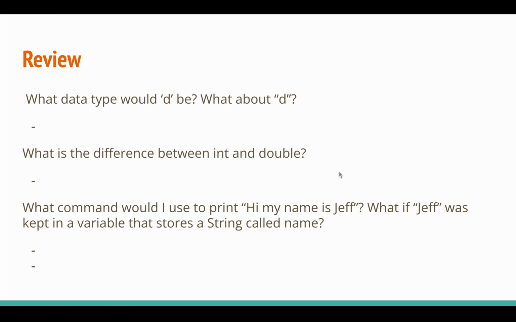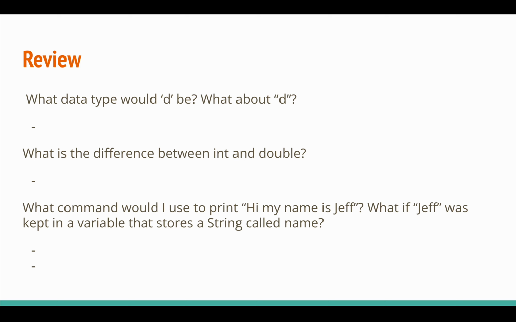So as a review, please go over each question, pause, and come back to see the answers. So what data type would D in single quotes be? How about D in double quotes? What's the difference between an int and a double? What command would you use to print hi, my name is Jeff? What if Jeff was kept in a variable that stores a string called name?